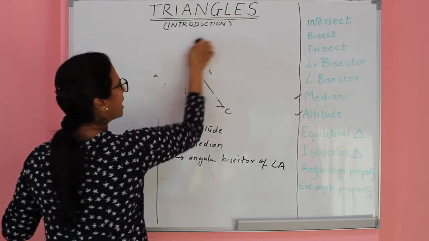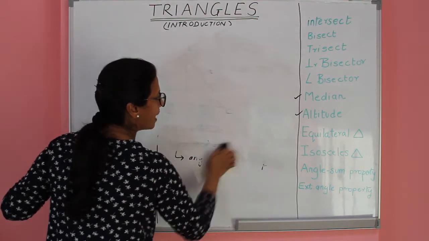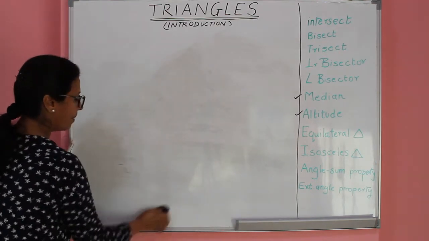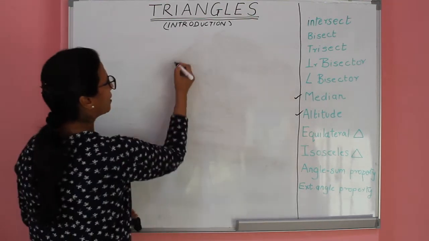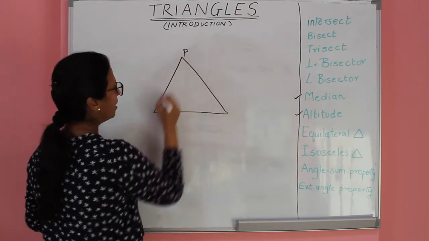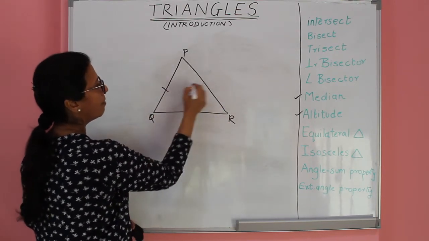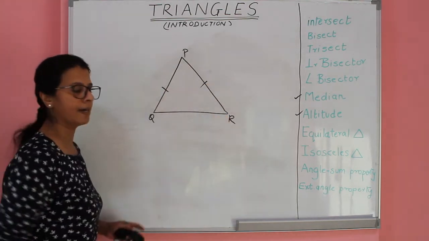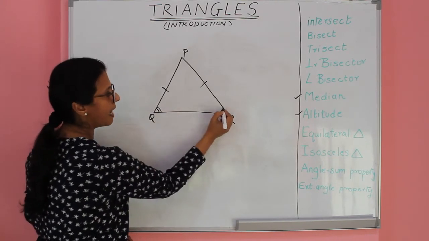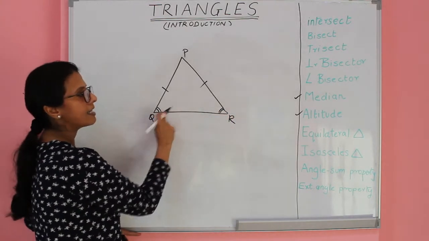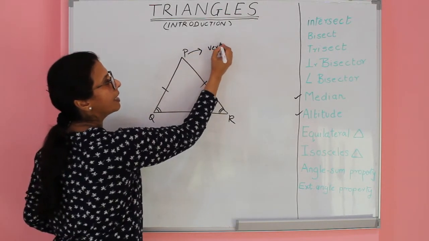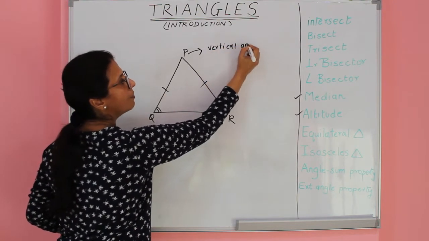Now, for an isosceles triangle, you all know that two sides are equal, two angles are equal. Those are called base angles. So, suppose this is an isosceles triangle PQR, where PQ is equal to PR. These are my base angles, angle Q and angle R. The angles which are opposite to the equal sides are the base angles. This is called a vertical angle.